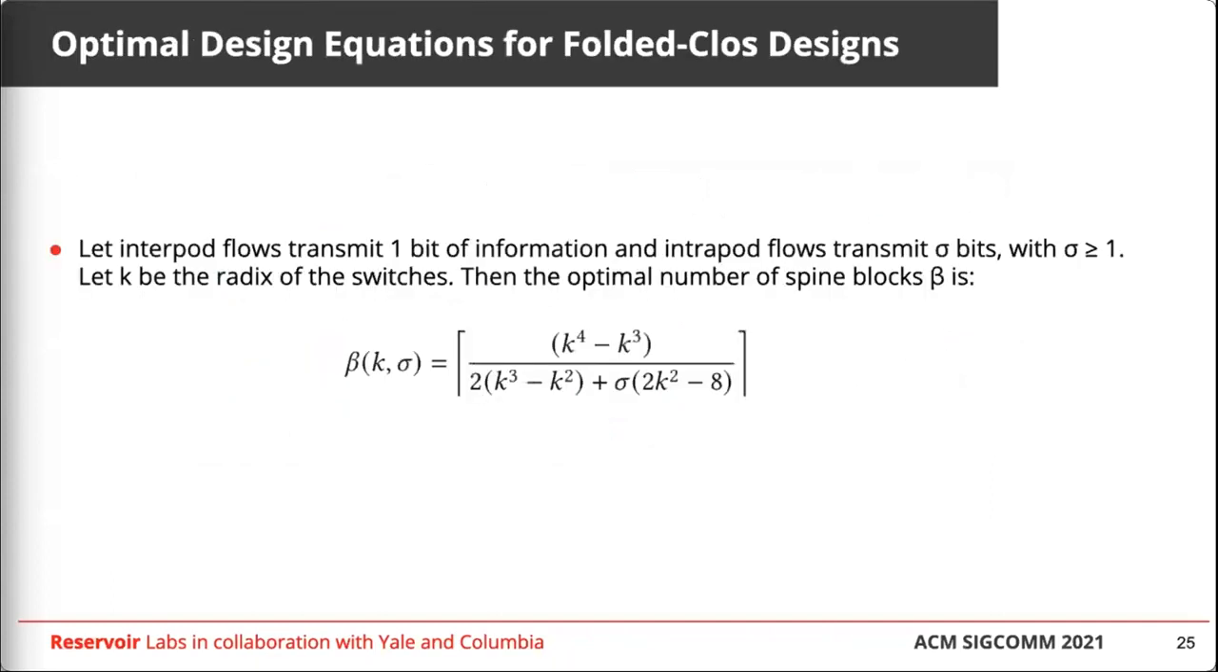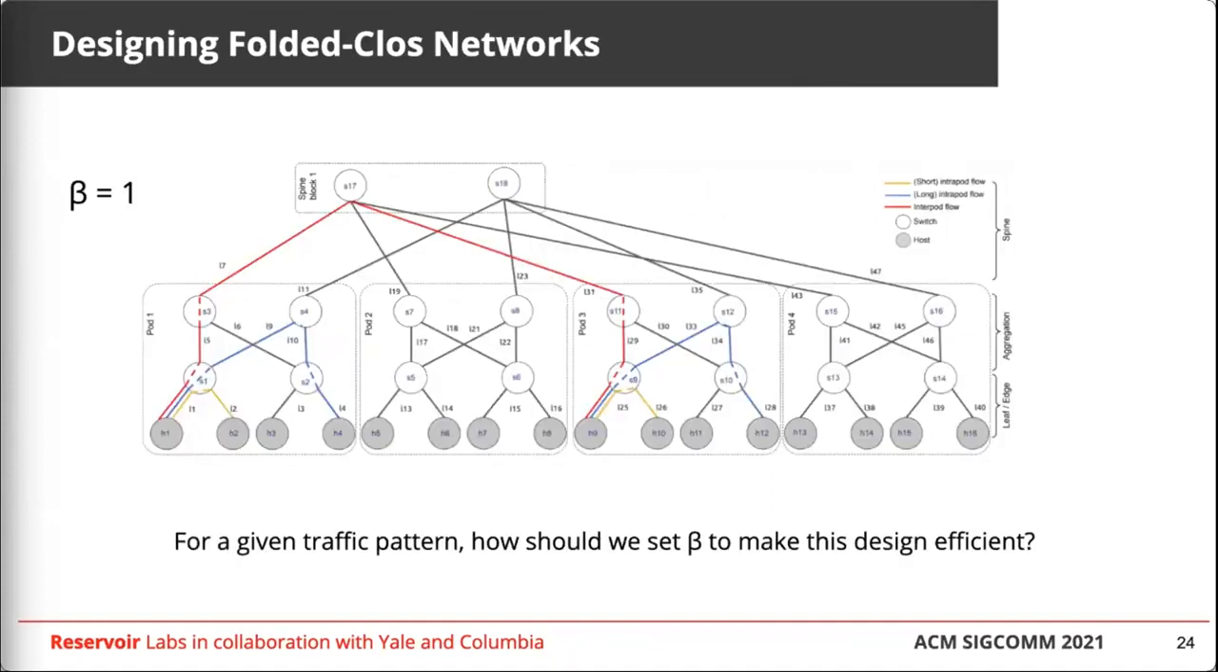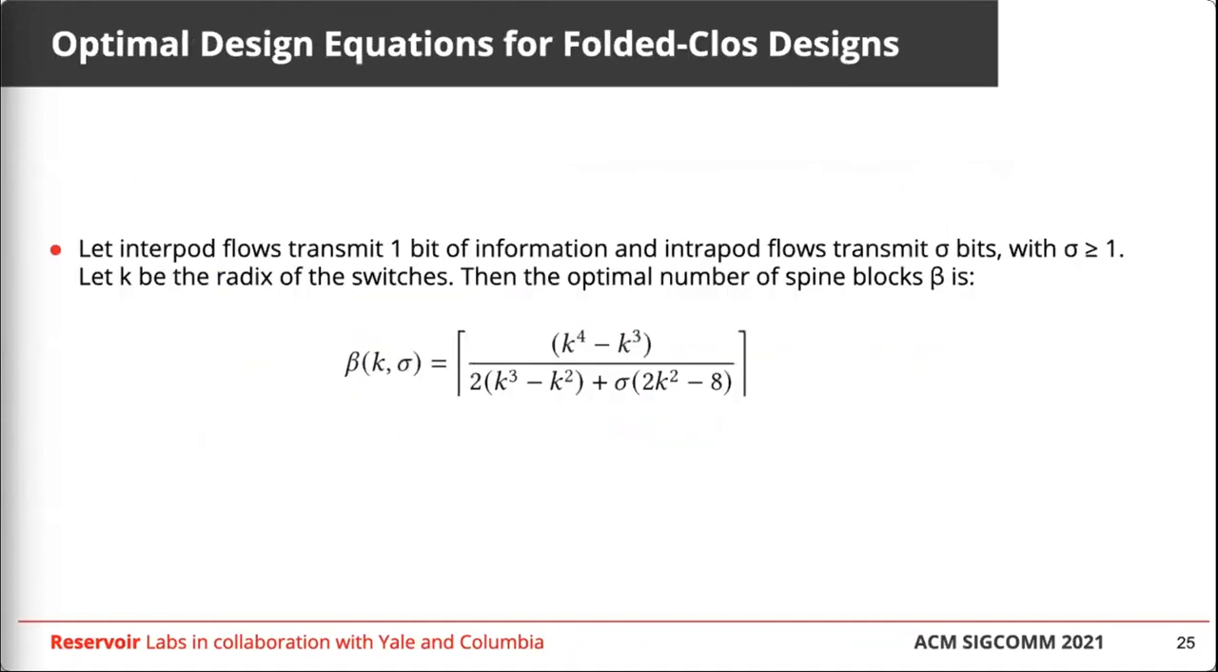As before, we have a parameter sigma that tells us the skewness, the ratio between intrapod and interpod flows, and k is the radix of the switches that we're using to build the network. So in this picture, we had a radix of 4 for these switches. Now, if we calculate the proportional design and then solve for beta, this is the equation that we get. Now, obviously, beta has to be a whole number, so we have to round this expression up to an integer.